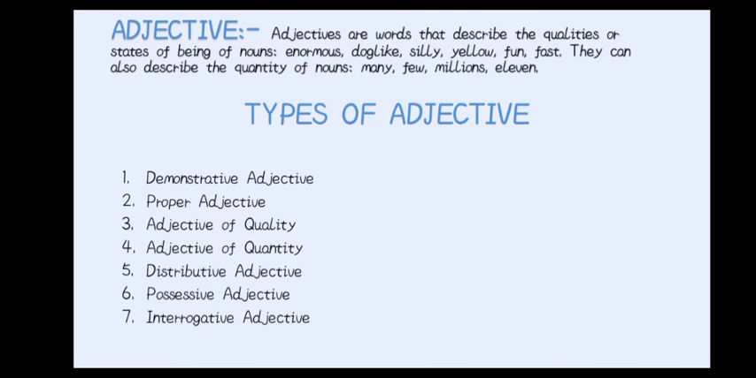Then the next is the distributive adjective. A distributive adjective refers to each one of the members in a group. That means the specific distribution is used here. Then possessive adjective. A possessive adjective shows the possession of the article or the object.